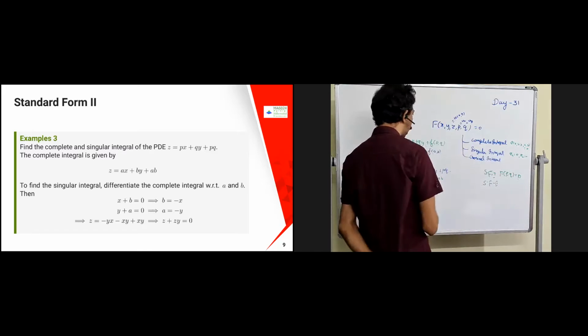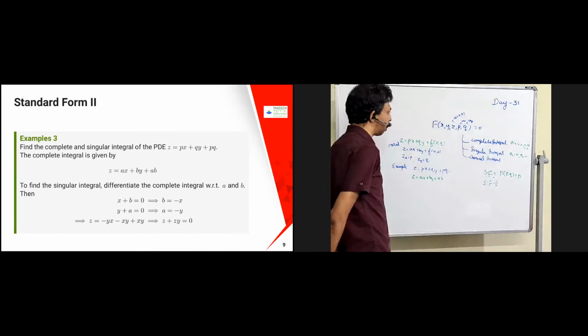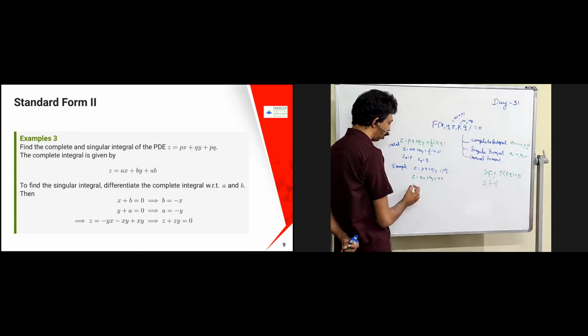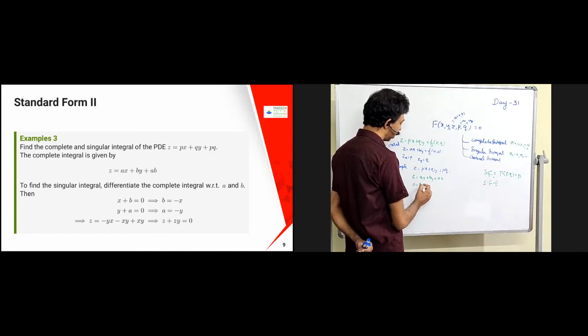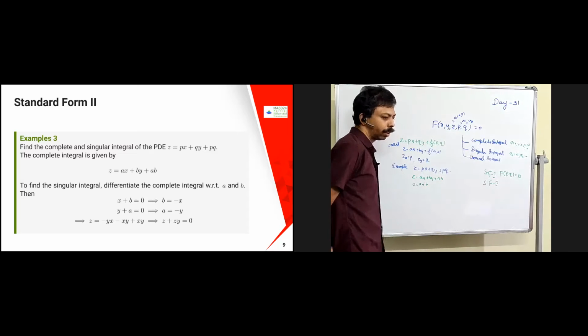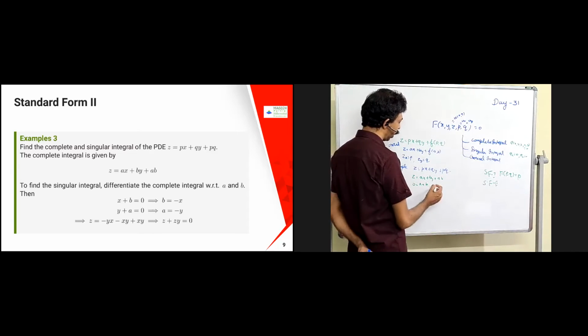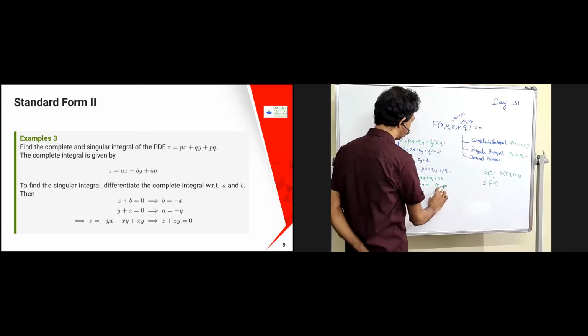So already I have phi of x, y, z, a, b equal to 0. From that I got z equal to ax plus by plus ab. Now phi_a equal to 0 and phi_b equal to 0. So phi_a is going to become 0 equal to x plus b, differentiating with respect to a. And if I do with respect to b, then I am going to get 0 equal to y plus a.